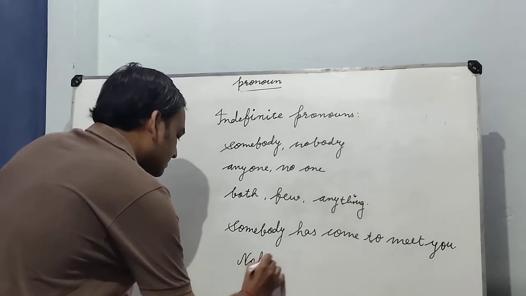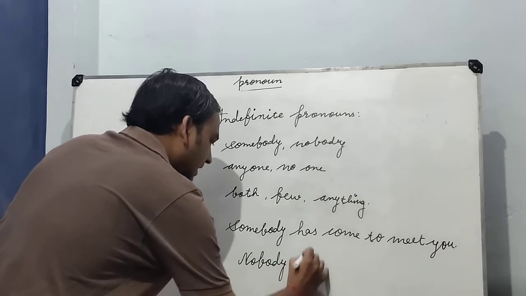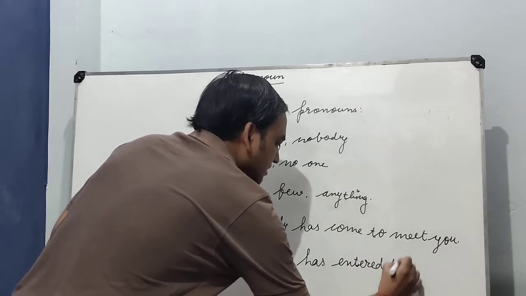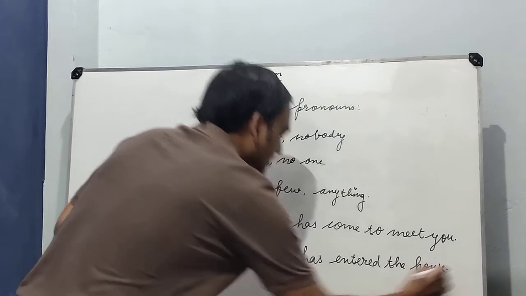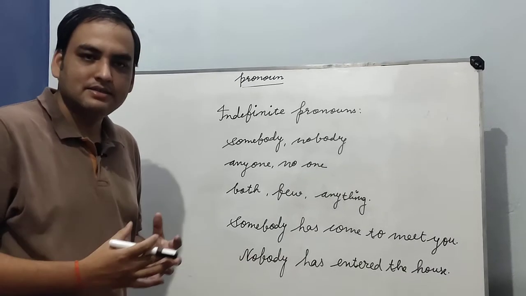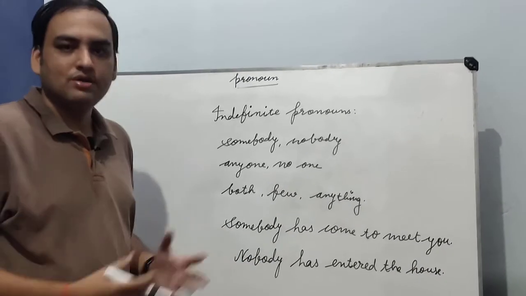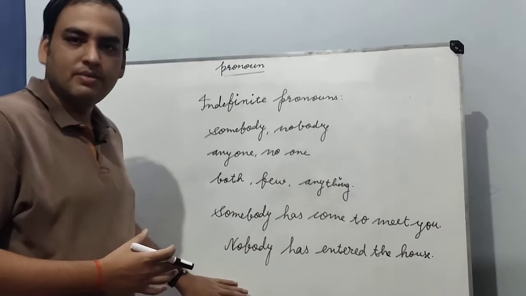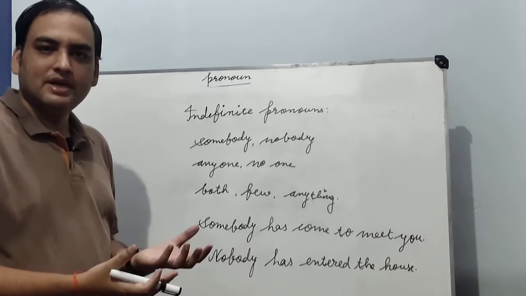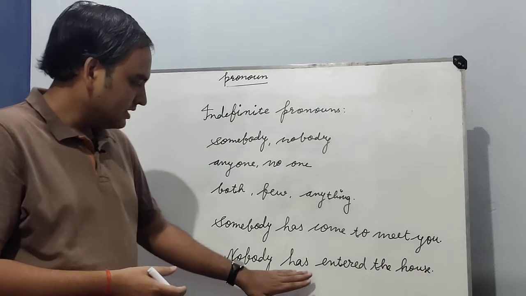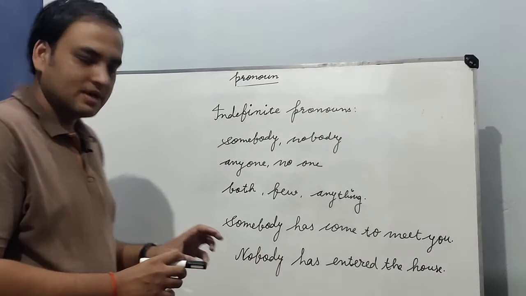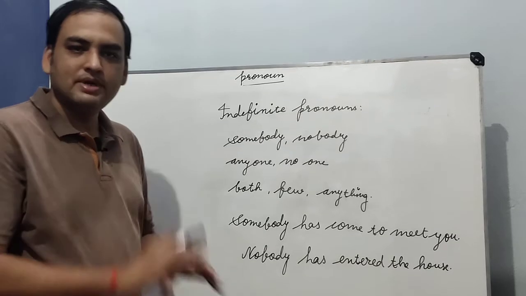Okay. Next is nobody has entered the house. It means कि कोई भी जो है घर में नहीं घुसा है ना. This nobody carries negative meaning. Nobody means कोई नहीं. Nobody has entered the house. If you are using nobody, there is no need to use a separate not after the has. If you are making a negative sentence using nobody, then we should not use not after has. We cannot say nobody has not entered the house. We say nobody has entered the house, meaning कोई भी घर में नहीं घुसा है.